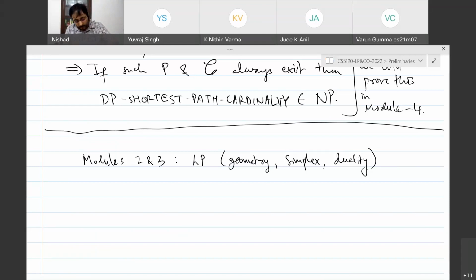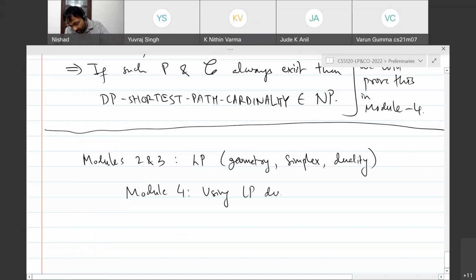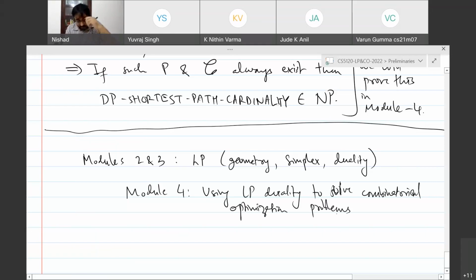And using the theory of linear programming duality, and by looking at the relaxation, we are going to try to solve the actual combinatorial optimization problem, so finding a shortest path or finding a minimum cost perfect matching. Right? So that's going to be done in module 4, using LP duality to solve combinatorial optimization problems. And the specific method that is most popular that we'll be studying is called the primal dual method. In fact, module 4 is called the primal dual method, I think.